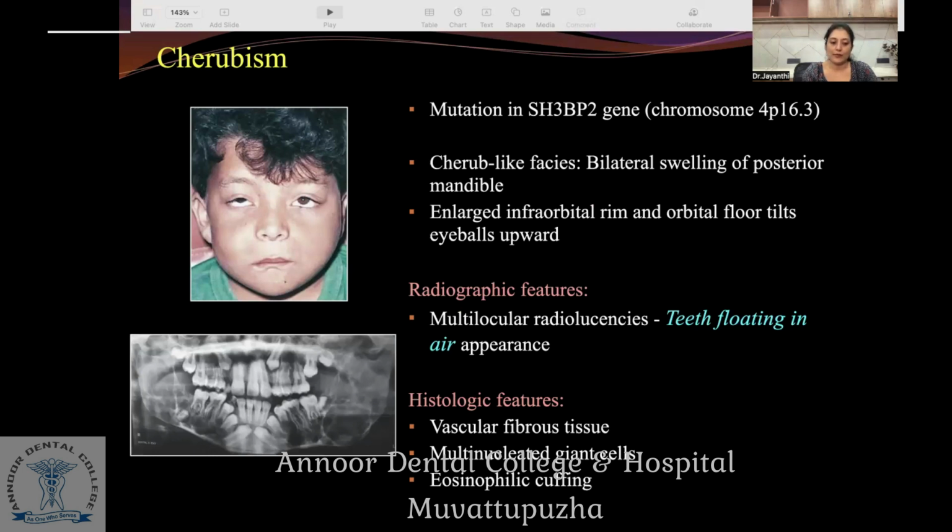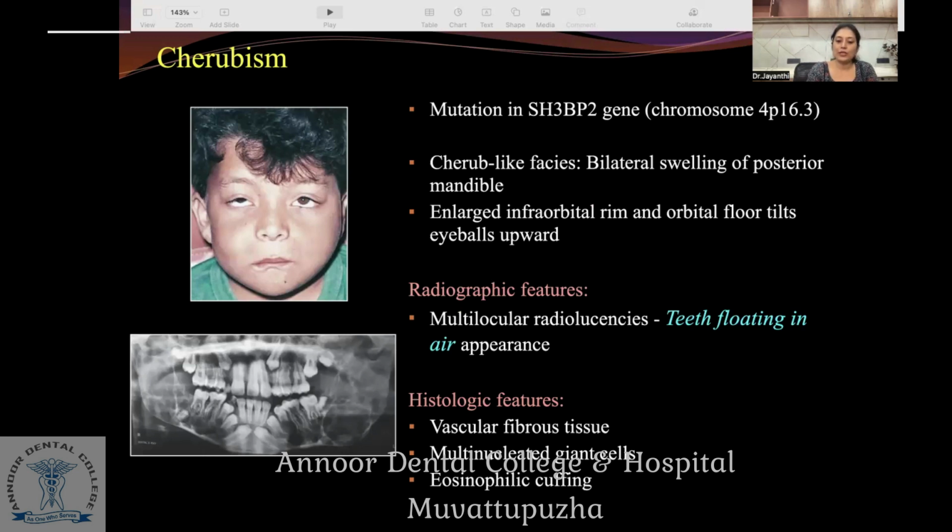If you take a radiograph, this is an orthopantomogram view, you can see in this picture that because of swelling of the mandible, there will be multilocular radiolucencies seen in the posterior region of the mandible. As a result, the teeth will not have any bone support because the bone is destroyed, right? That's why you're getting a radiolucency. It will look as if all the teeth are floating in air. There is no bone support, no alveolar bone process. So the typical radiographic appearance of cherubism is referred to as the teeth floating in air appearance. That is because of bone destruction and radiolucency.